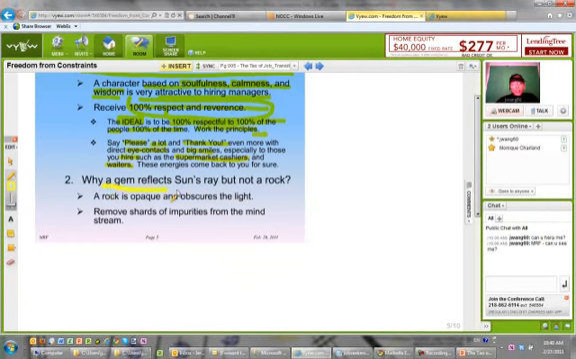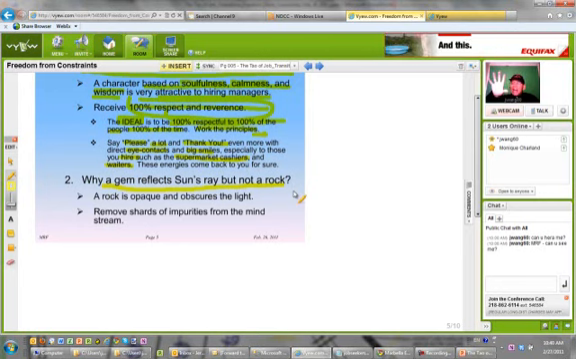Okay, so why does a gem reflect the sun's rays but not a rock? A gem like a jewel, like a ruby. When you hold up a ruby to the sun, whether it's purple, blue, green, or pink, it reflects the sun's light. Each one reflects the sun's rays in different brilliance and different patterns, and they all have their own hue, their own color. But a rock doesn't do that. Now the question is, why not? Because, like you said, it's opaque and it obscures the light.